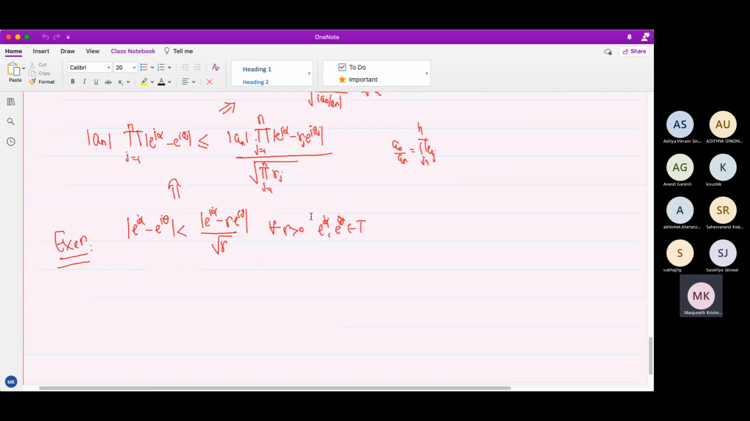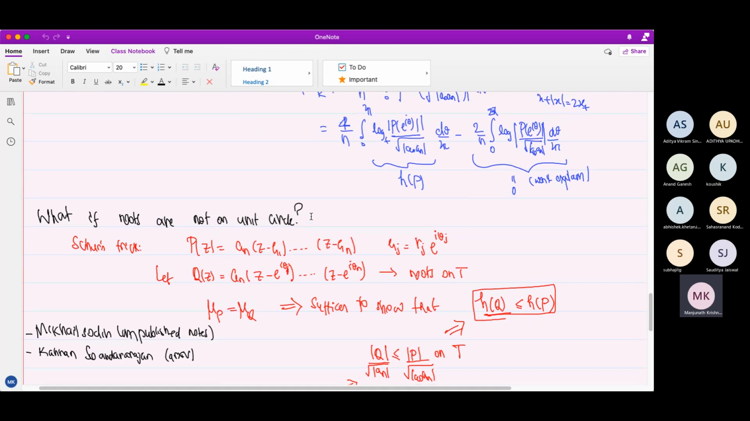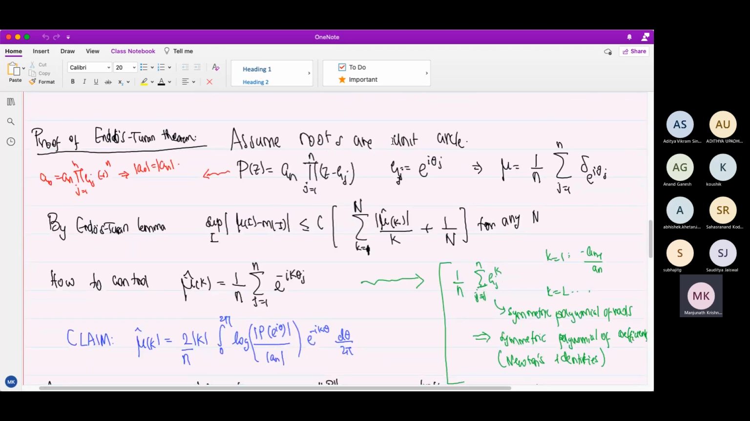So one is that, first case, we assume that the roots are on the unit circle. So P of z is an times the product of z minus zeta j, where the zeta j are on the unit circle. In such a case, we are looking at this measure on the unit circle. This is mu. So we use the Euler's theorem bound.